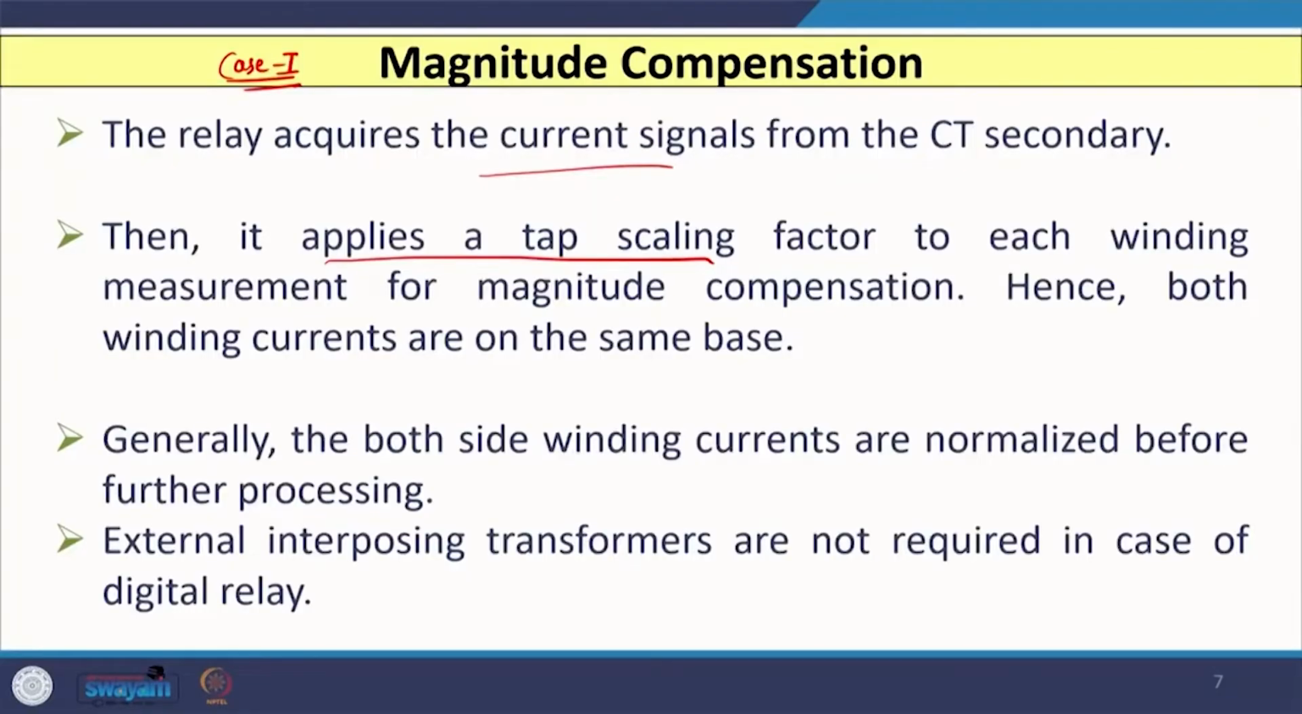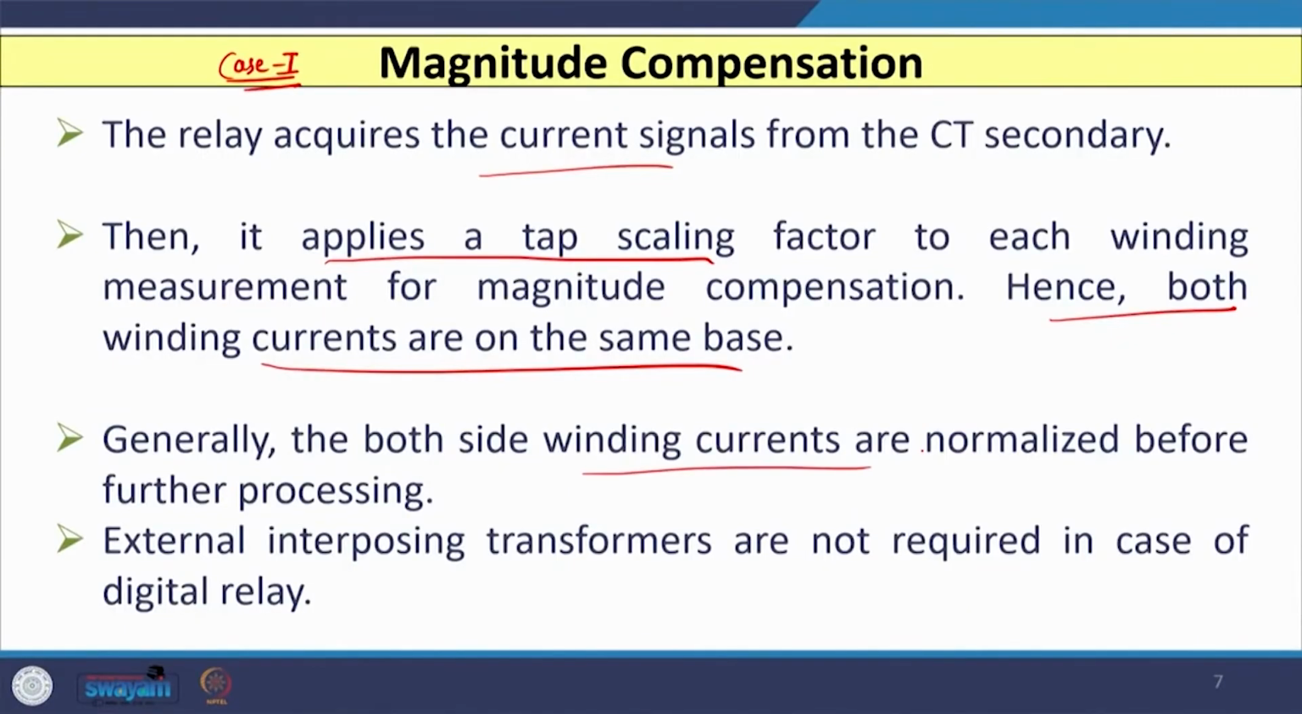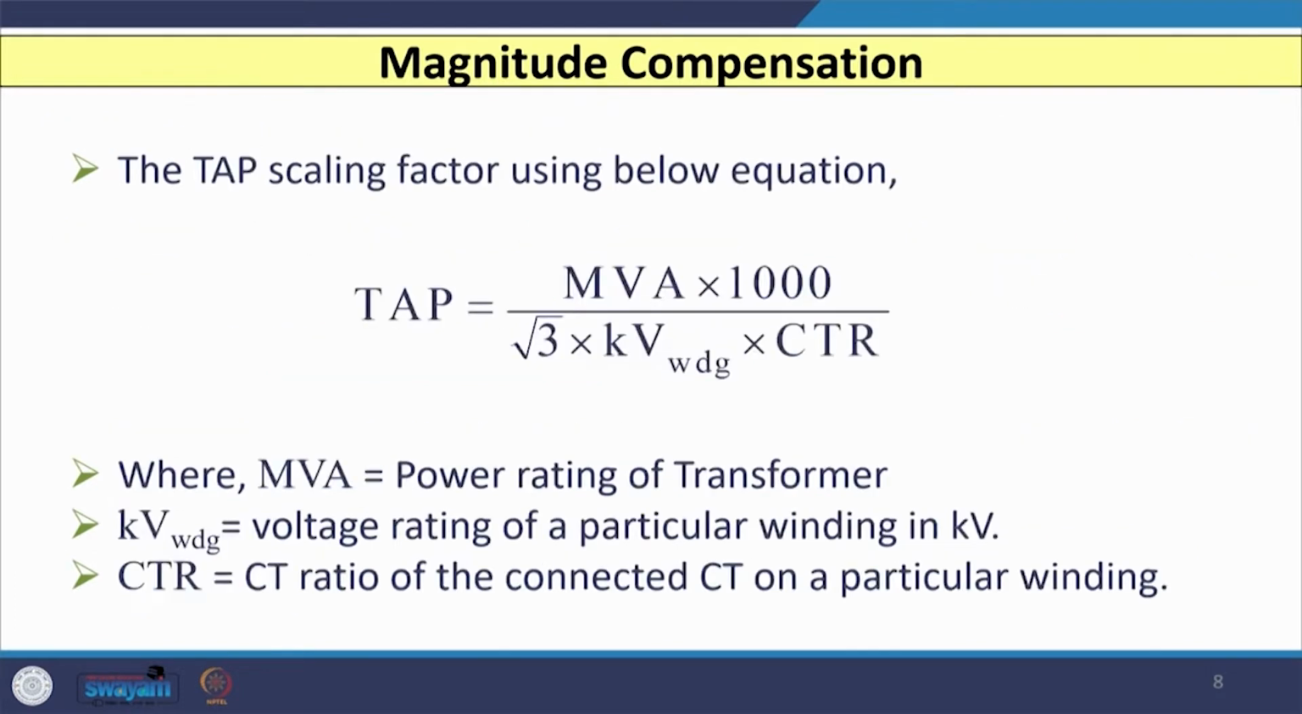If we apply this tap scaling factor, then both winding currents, on the LV side and HV side, are available at a common base or common platform. Generally both side winding currents are normalized before further processing, and if we do this, then external interconnecting transformers or ICTs are not required in a digital relay, which are very essential in case of electromechanical relays, which we discussed earlier. Now, let us see what equation we can use in a digital relay for magnitude compensation.